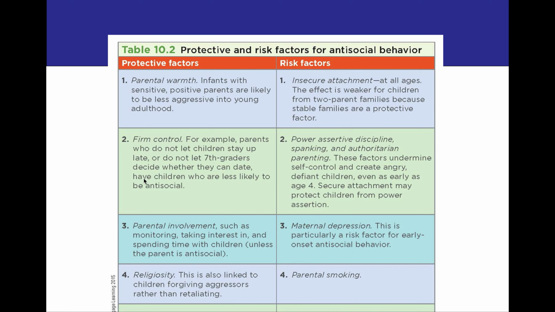Another protective factor is the firm control. If parents do not let their children stay up late, they don't let their 7th graders decide whether they can date, they're going to have children who are less likely to be antisocial.